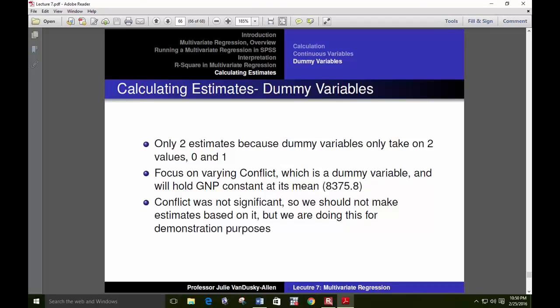Calculating estimates for dummy variables is a little different. Recall that a dummy variable only takes on two values, 0 and 1. So we will only have two estimates. To demonstrate how to do this, I will use our multivariate regression example. I will focus on making estimates while varying conflict and holding GNP constant at its mean, 8,375.8. Note that conflict did not have a significant impact on military spending, so we should not make estimates based on it. But we will do so in this lecture just for demonstration purposes.